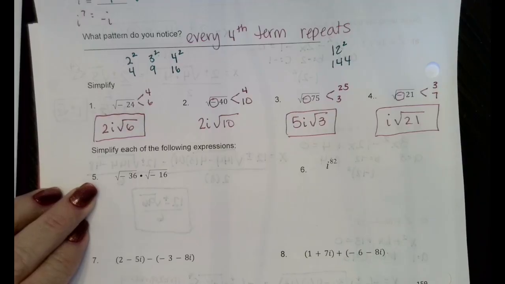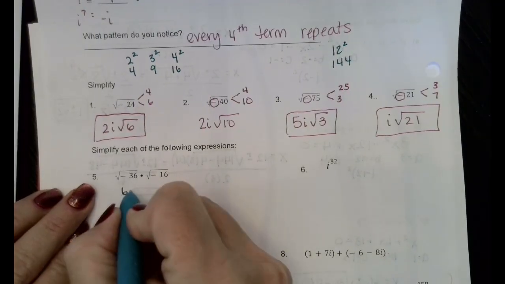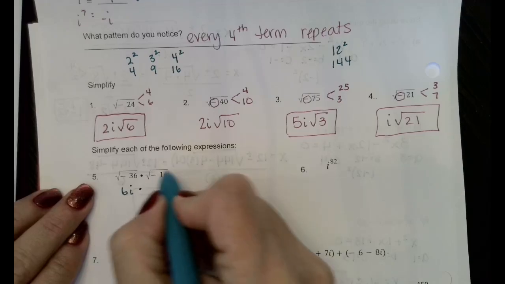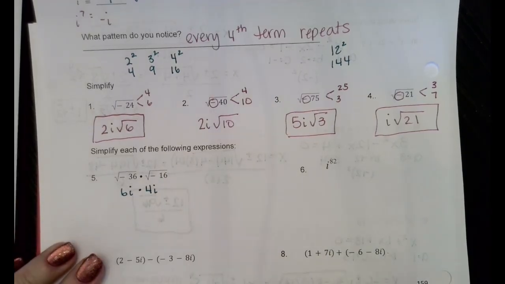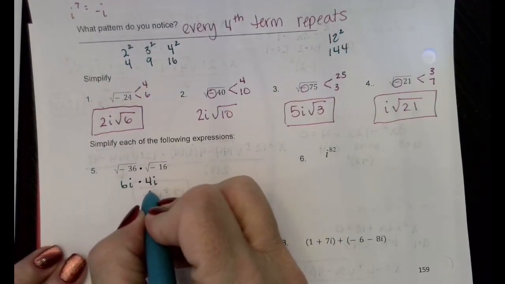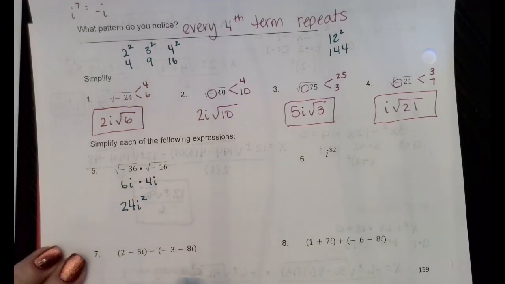So if I look at this first one, I know that the value of 36 is a perfect square, and that value is 6i. And if I multiply it to this perfect square, that would be 4i. So these are like terms. I'm going to go ahead and multiply those together. So I would have 24i squared.